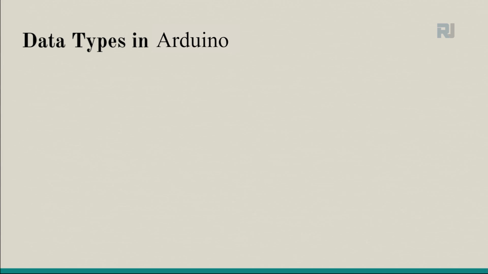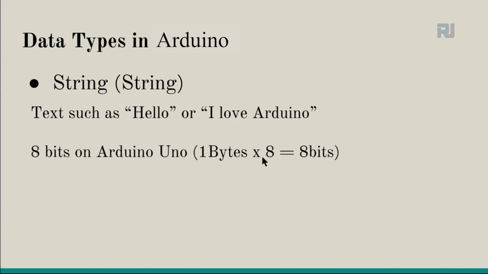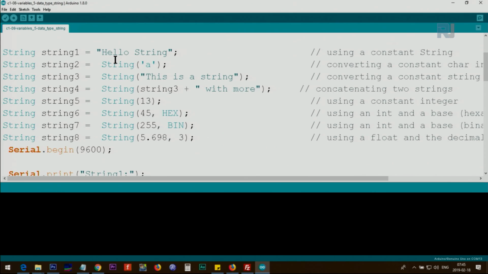We have another data type in Arduino. It's called string, and it is used to store a text such as hello or I love Arduino, and it occupies 1 byte of space. And here in this example, which I've taken from the Arduino website, I've defined a new variable called string1, and the type is string. Pay attention here, it is written with capital S, and I'm assigning this text to this variable, hello string, with a double quotation at the beginning and a double quotation at the end.